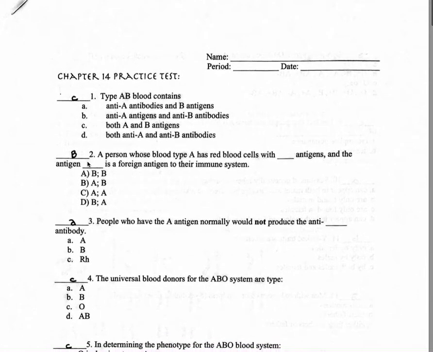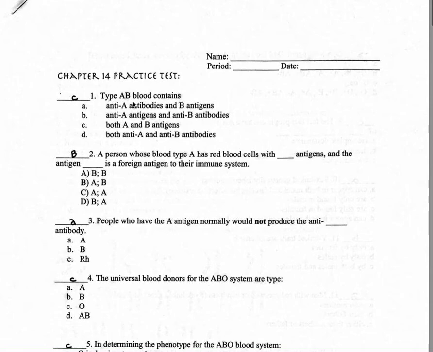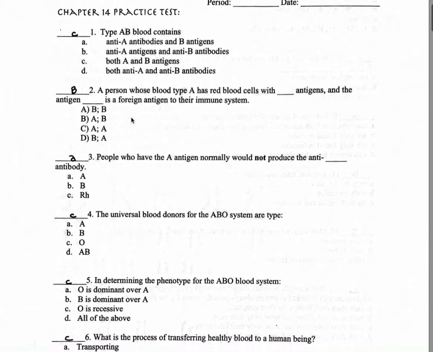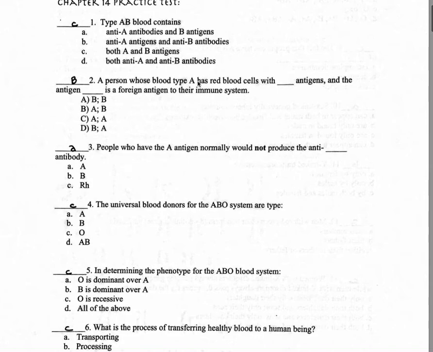Yeah, so here we go. Type AB blood contains, well, the whole point when you have A blood or you have B blood, that means you have the antigen. So if you have AB blood, you have both A and B antigens, so the answer is C. Okay, number 2, a person whose blood type is A has red blood cells with, well, A antigens.